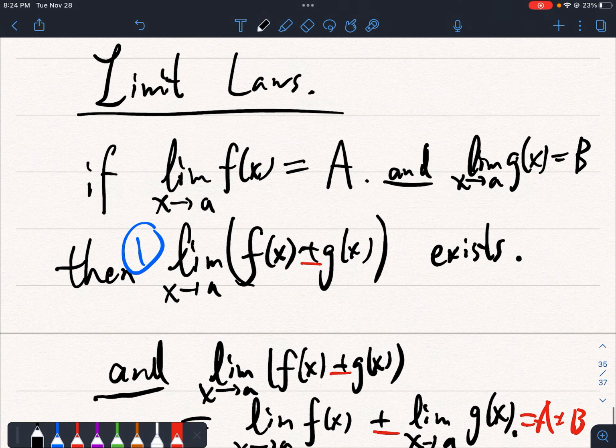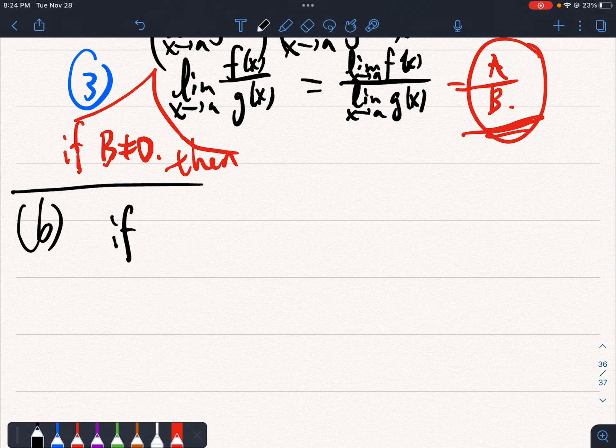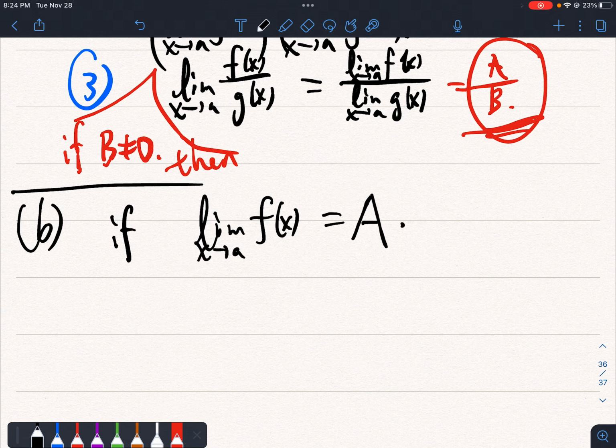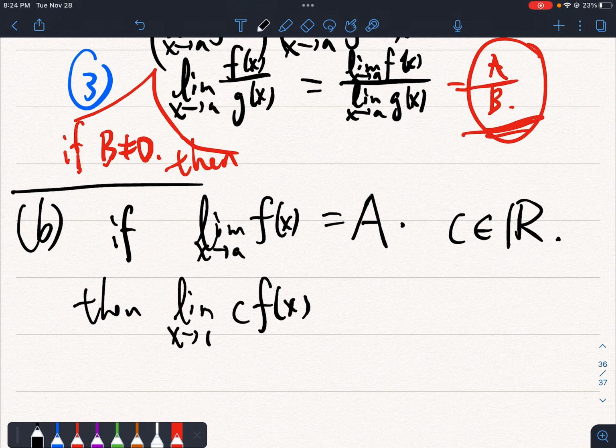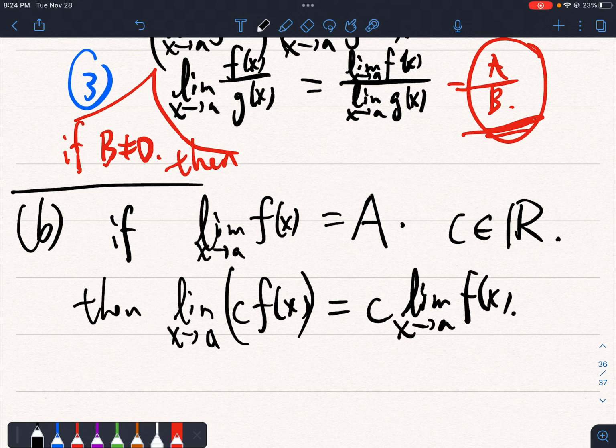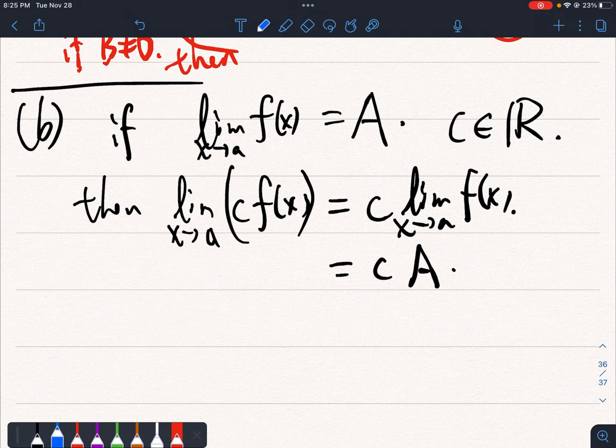Let's say this is part A, and then let's talk about part B. If the limit of a single function exists, let's call it A at a point a, and C is any given constant, any real number, then if you consider the multiple of f of x by C, which is C times f of x, which means you multiply C on each value to get the new value, then the limit of this should be C times A, or just C times the limit of this function.